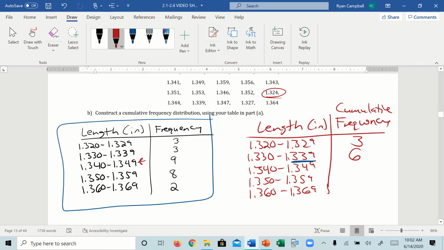And then if we have 1.349, how many are less than or equal to that number? Well, it's these 9. But again, these 3 in the 30s are going to be less than 49, and these 3 in the 20s are going to be less than 49. So 3 plus 3 is 6, plus 9 is 15. There are 15 numbers. Hopefully you're starting to see the pattern. How many are less than or equal to 1.359? Well, we just add the 8 to it. So 8 plus 15 is 23.